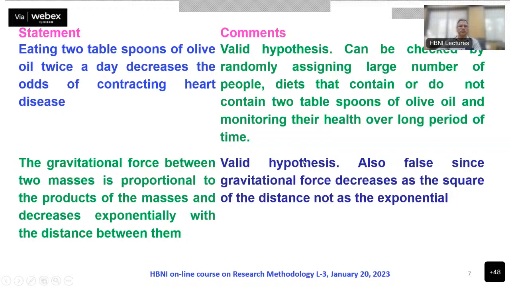So it is a valid hypothesis with regard to the product of M1, M2 by R square, but it is not exponential, it is 1 upon R square. So it is also false, since gravitational force decreases as the square of the distance and not exponentially. So that is how you can decide whether a hypothesis is good or bad or invalid.